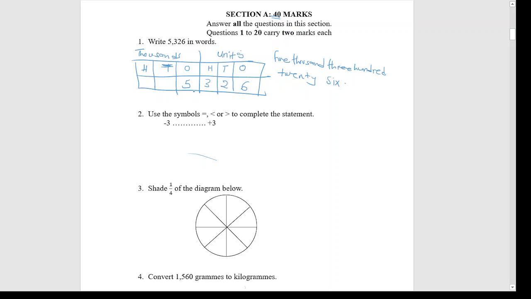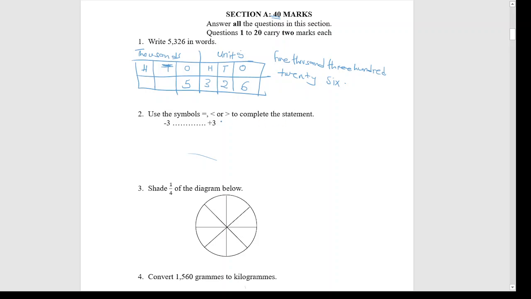5,326. So we have earned 2 marks. Then from there, let us now go to number 2. Number 2 is saying that use the symbols equal, less, or greater to complete the statement.